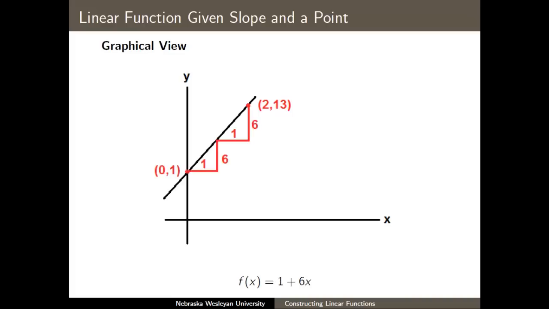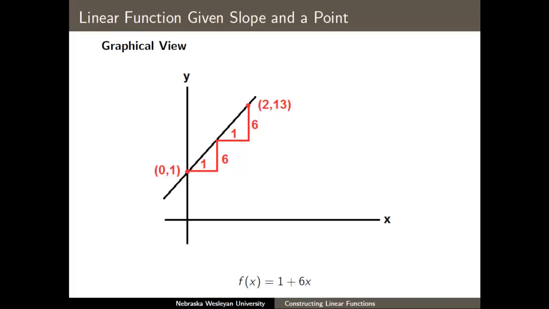So how might I figure out what the b is, what the y-intercept is? Well, I know that the slope is 6, and so what that means graphically is that each time I increase x by 1, I should increase y by 6. We can use this information to work backwards and find the y-intercept. So if I begin at the point (2, 13), since I know that increasing x by 1 increases y by 6, then decreasing x by 1 decreases y by 6.